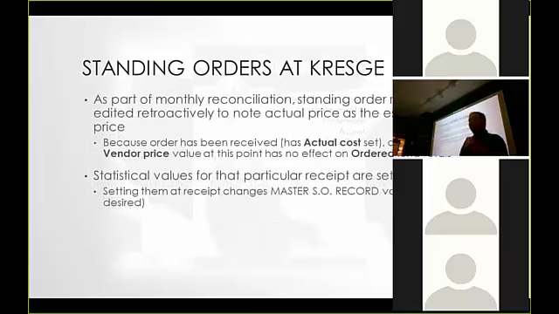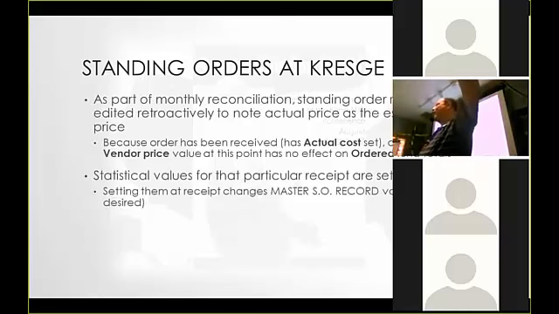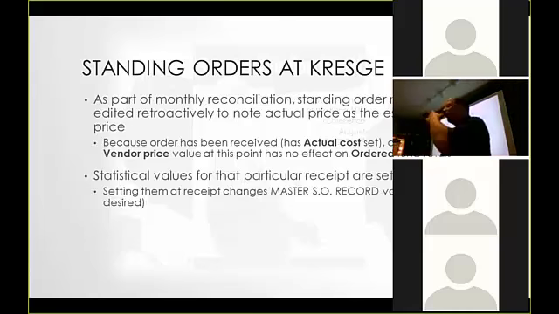This is the one thing I don't really like about our workaround yet. When we reconcile our books monthly, we go back and edit the standing orders. Baskets do not display actual cost. I don't know why, it just is. So what we do is after an order is received and after it's cleared, we go back into that receipt and make the vendor price the actual price.